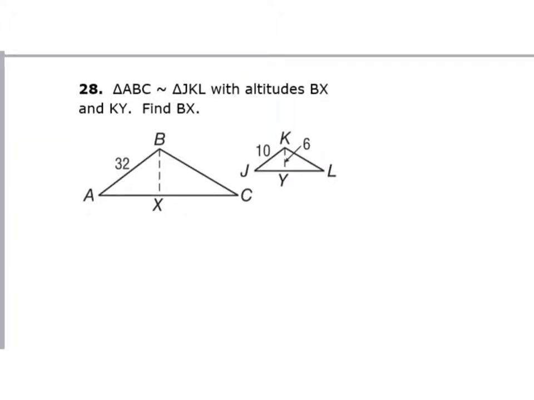Number 28, triangle ABC is similar to triangle JKL with altitudes BX and KY. Find BX. So this right here is the side that I am trying to find. We'll put a little X on it so we know that's what we want. Since our triangles are similar, that means all their parts are proportional. So I'm going to compare AB with JK.